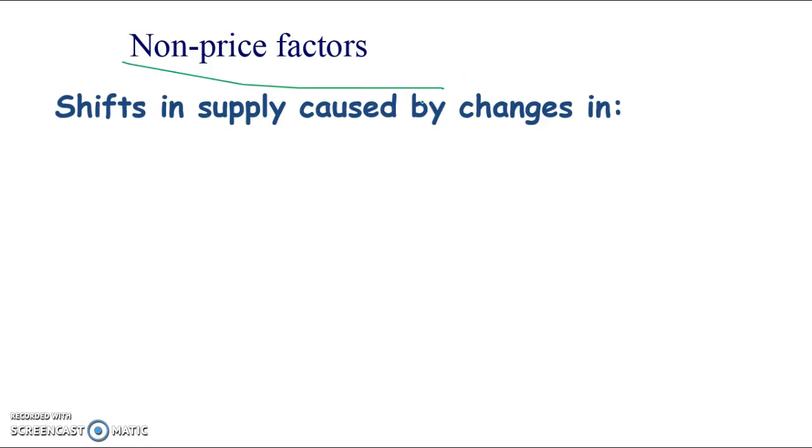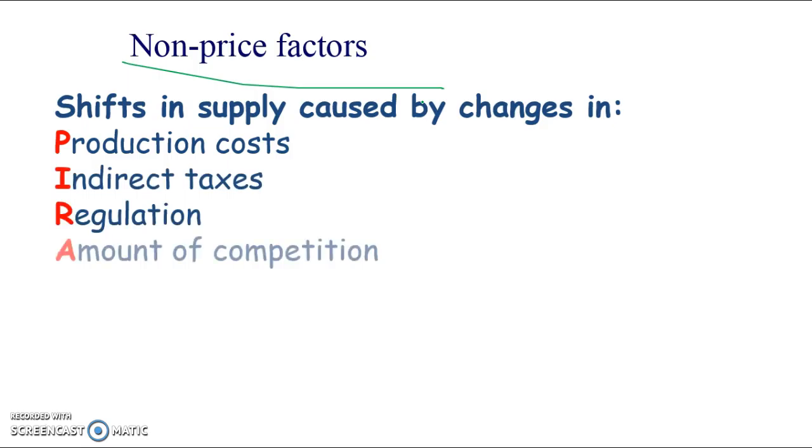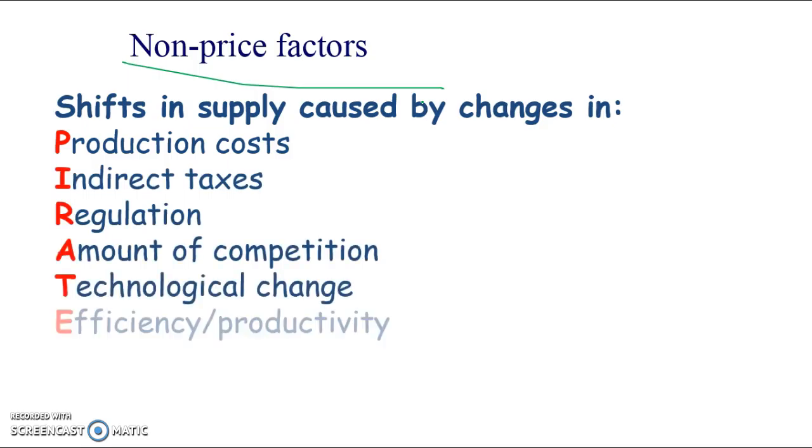So before on the demand video I said we had pacifists, and now we're going to have pirates. So changes in production costs, indirect taxes, regulation, amounts of competition, technological change, efficiency / productivity, and subsidies.